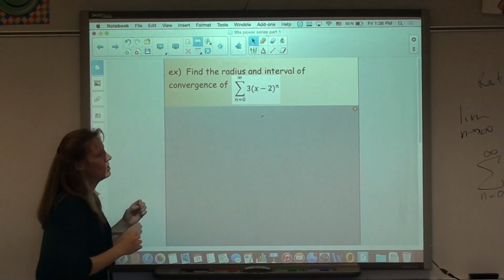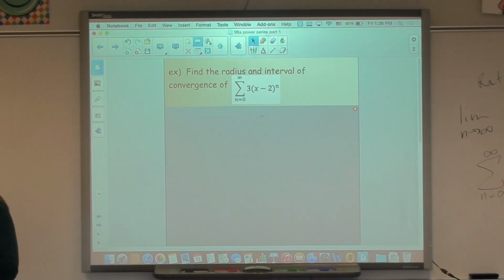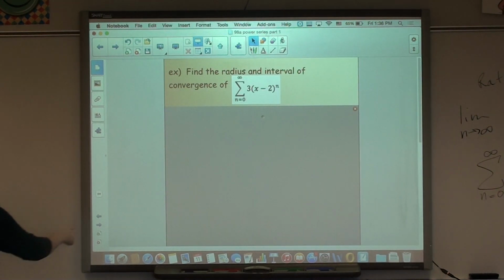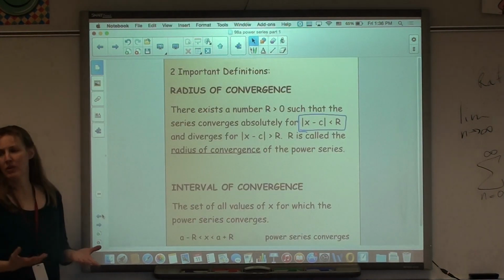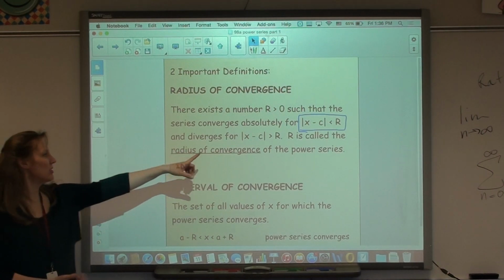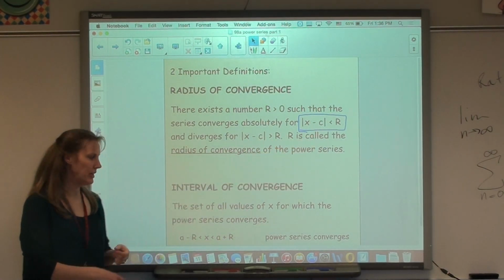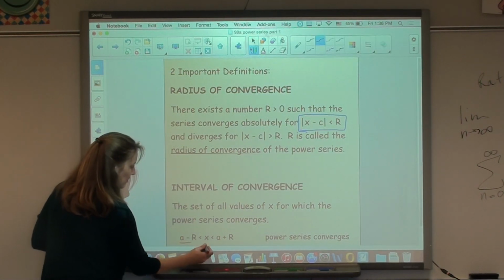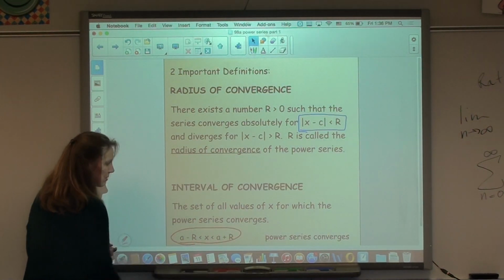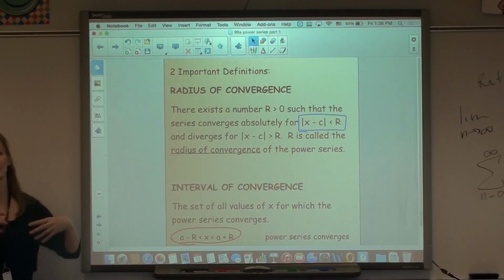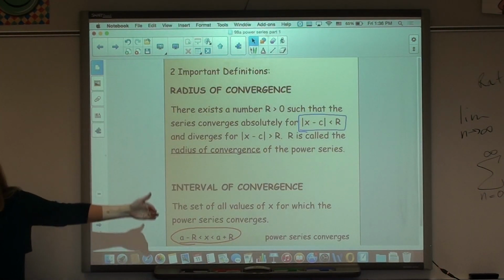I'm gonna walk you through this one slowly, step by step. Can you go back to the previous line? I don't think we have our interval of convergence. Sure. The interval of convergence is really just taking this and solving it for x and writing it as x in between some values. It's kind of like taking the radius, dropping the absolute value, and writing it as an interval instead.